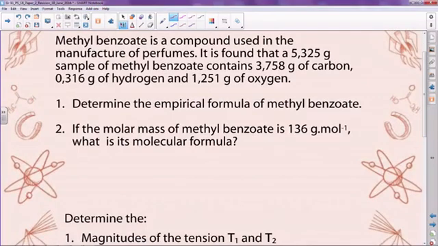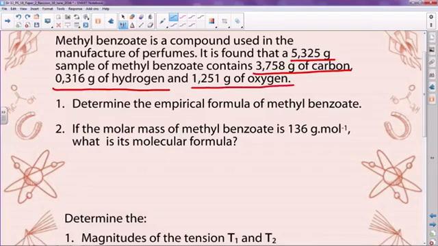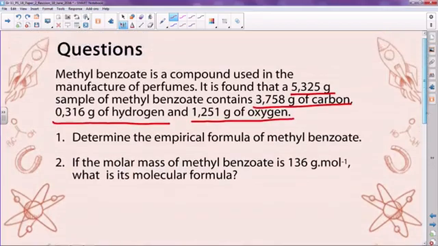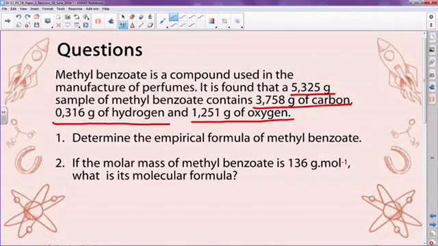It is found that a 5.325 gram sample of methyl benzoate contains 3.758 grams of carbon, 0.316 grams of hydrogen, and 1.251 grams of oxygen. You have to determine the empirical formula of methyl benzoate, and then if the molar mass of methyl benzoate is 136 grams per mole, what is its molecular formula?